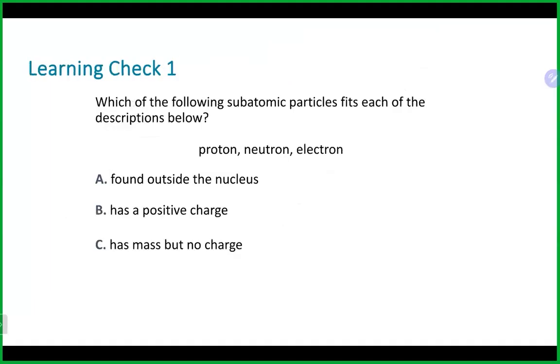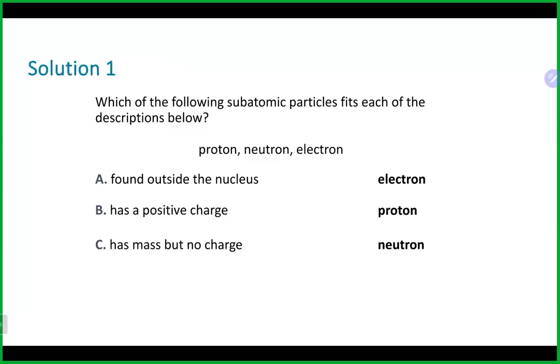All right, so which of the following is found in these descriptions? The one we find outside the nucleus is? It is the electron, right? The one that has a positive charge is proton, and the one that has no charge is? Right. And again, neutrons, like I said, actually were only discovered in 1932, basically.